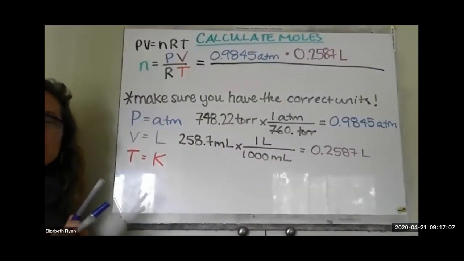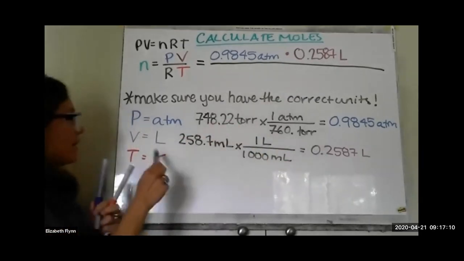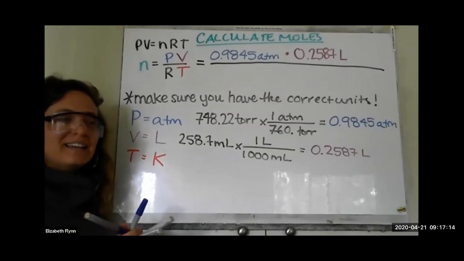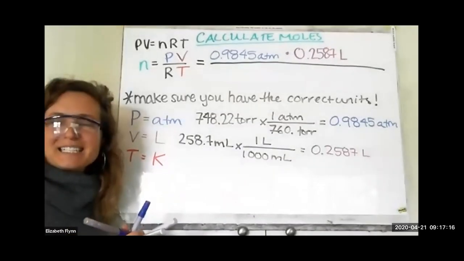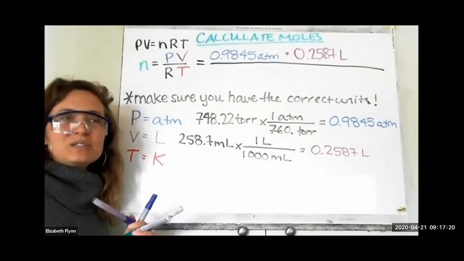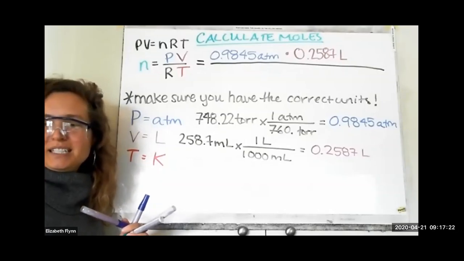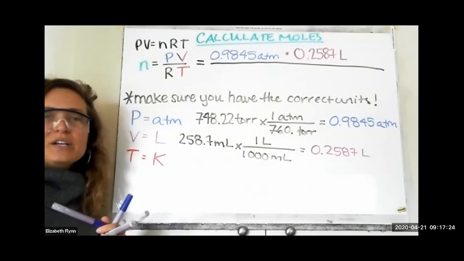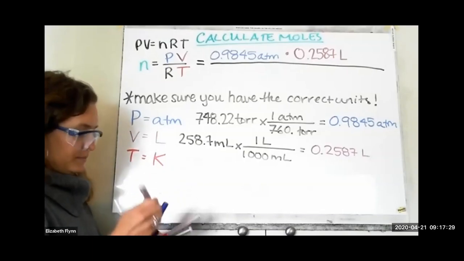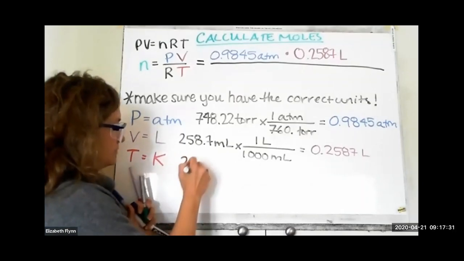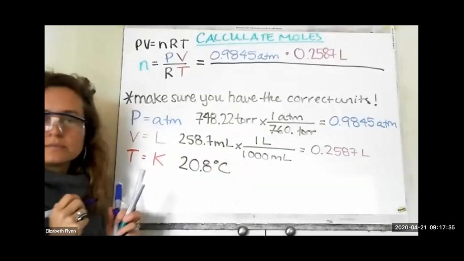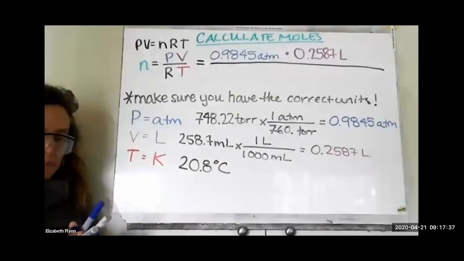Okay, so we've got the volume in liters. Now we need the temperature in Kelvin. How do we do that? Does anyone remember, way back in the beginning, I said that calculation wasn't going to be really useful until we get to the gases chapter? In lecture, how do you calculate Kelvin from Celsius? Anyone remember?